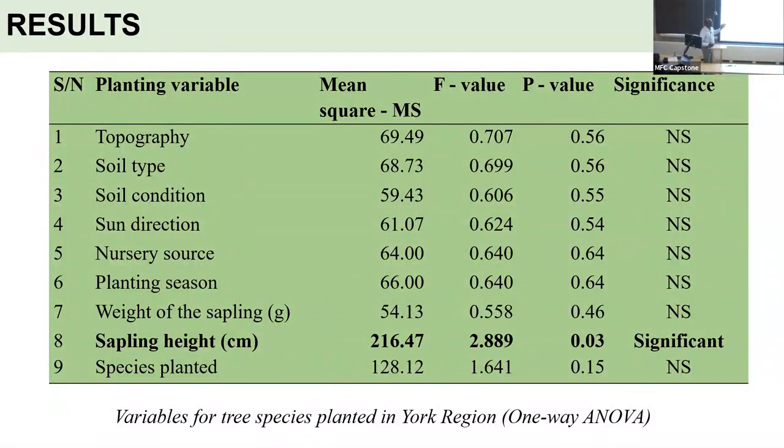And the non-significance of all these other variables is contrary to the expectation of the planting practices of LEAF. While the sapling height being significant is in line with the study of Gronicle 2012, which considered planting of large saplings, and the results showed low survival of the planted plots.